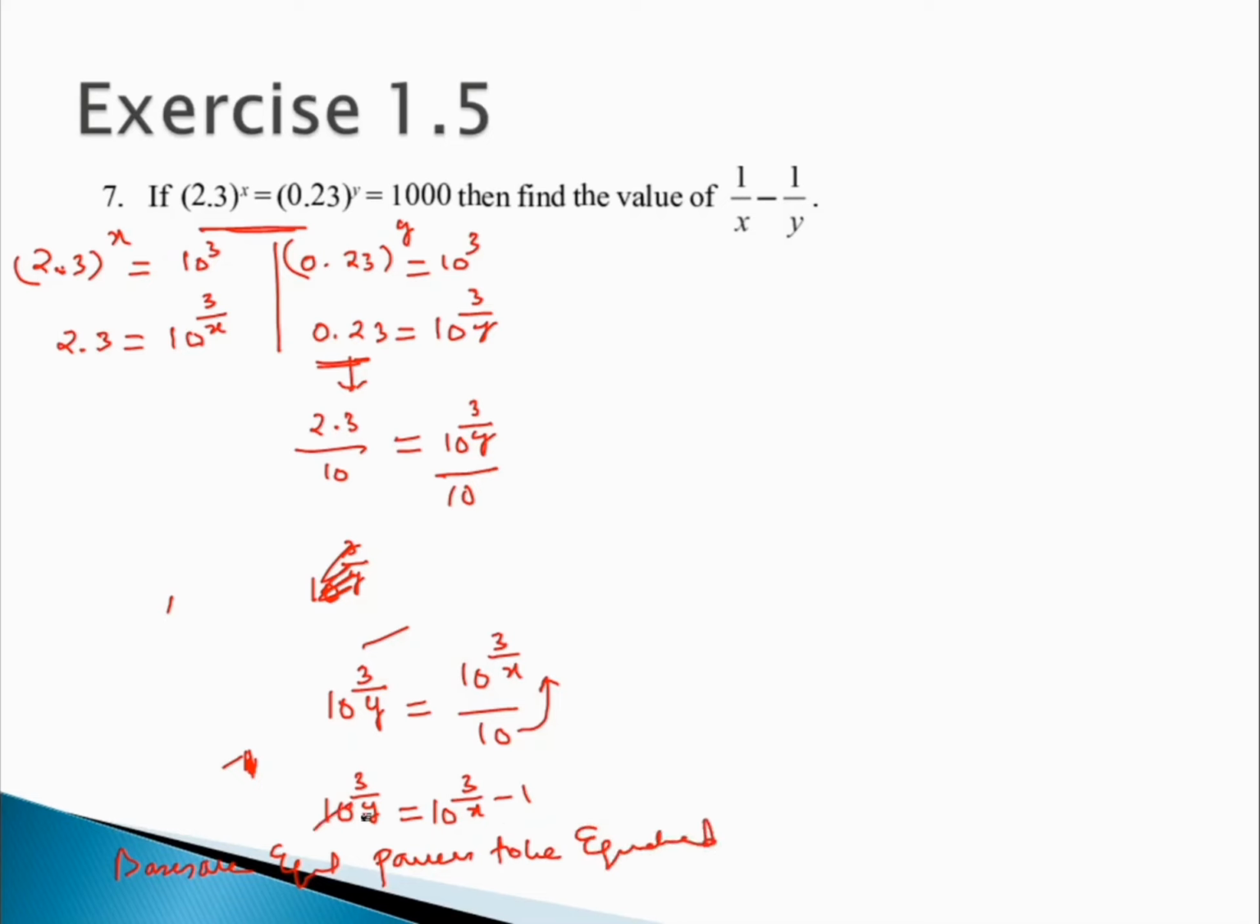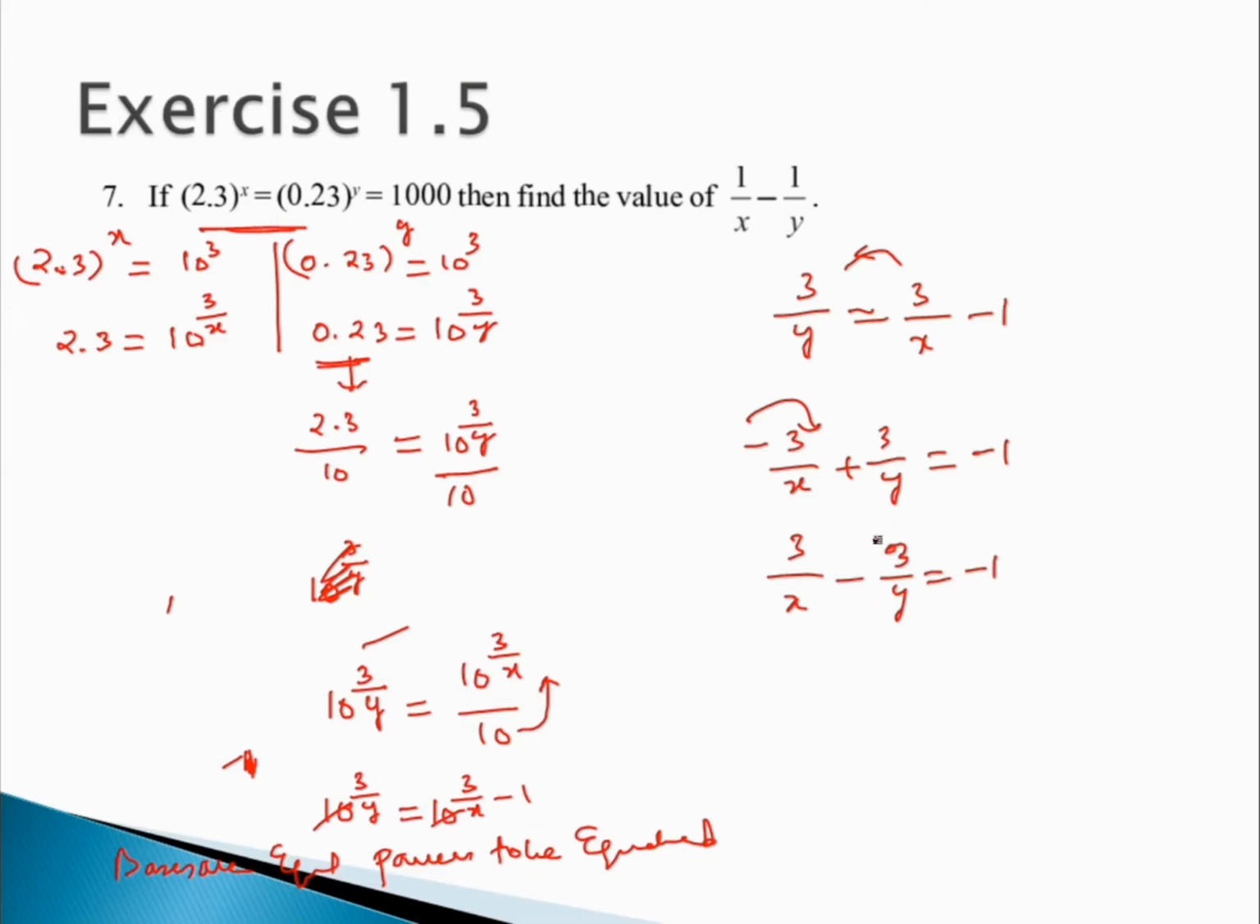So here n is cancelled out directly. We are left with only 3 by y equal to 3 by x minus 1, isn't it? Now let me make everything to the other side. I'm shifting this to the other side: minus 3 by x plus 3 by y equal to minus 1. I'm shifting this negative symbol inside: 3 by x minus 3 by y equal to minus 1.